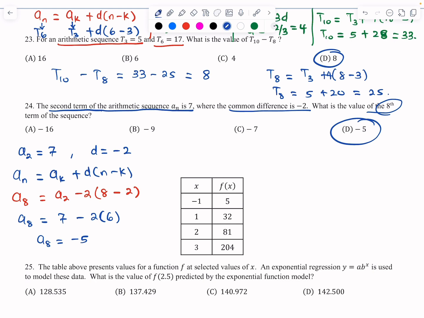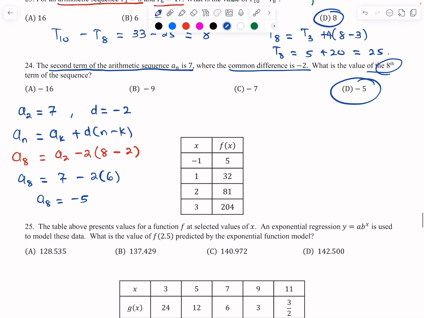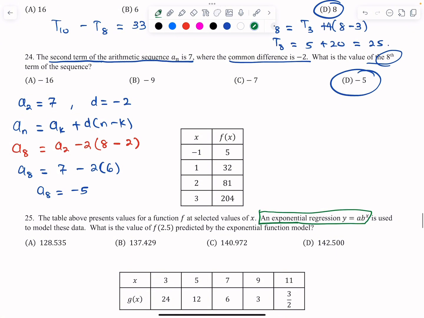Now let's go to question 25. For question 25 right here, all we have to do is to use a calculator and do something called an exponential regression in your calculator. Once you do an exponential regression, you are going to have your answer from the calculator. I just did this in the calculator not quite long.